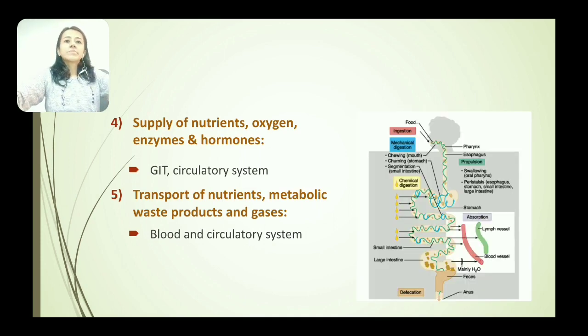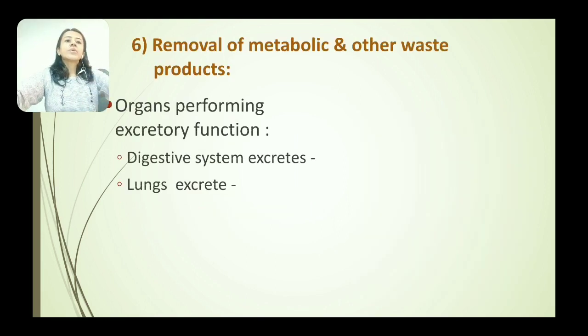Another homeostatic mechanism is supply of nutrients and oxygen as well as enzymes and hormones. For that, the digestive system and circulatory system play an important role. For transport of nutrients, metabolic waste products and gases, we require blood and the circulatory system. Then for removal of metabolic and other waste products, we have excretory organs.